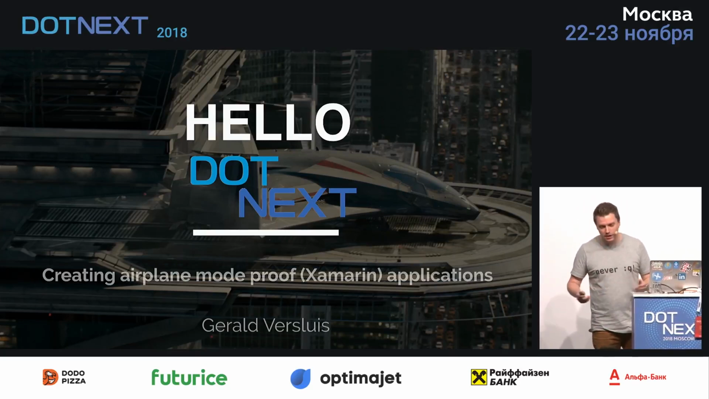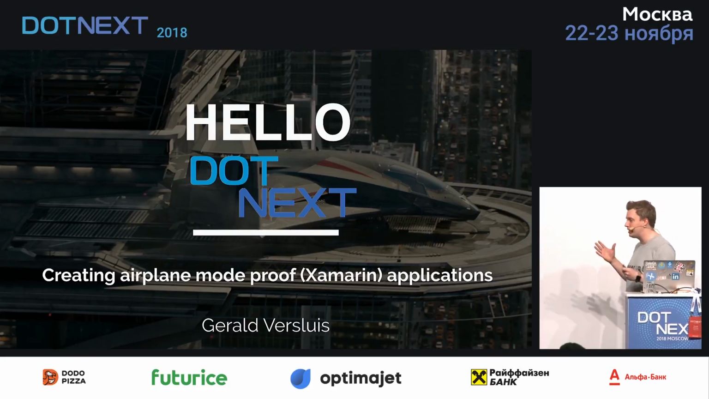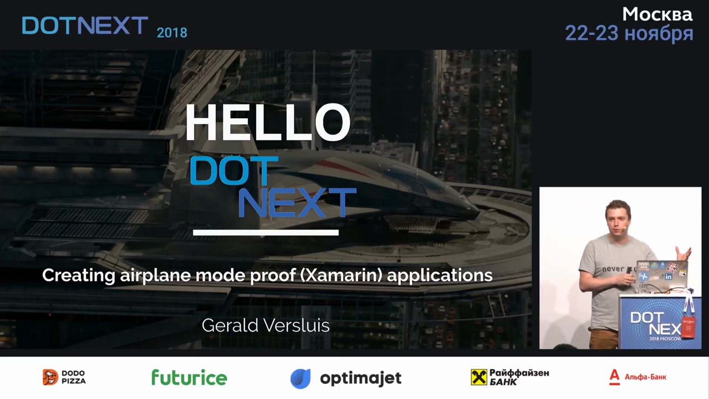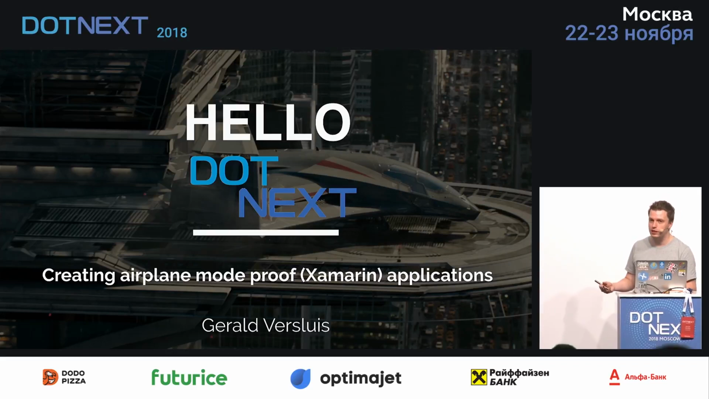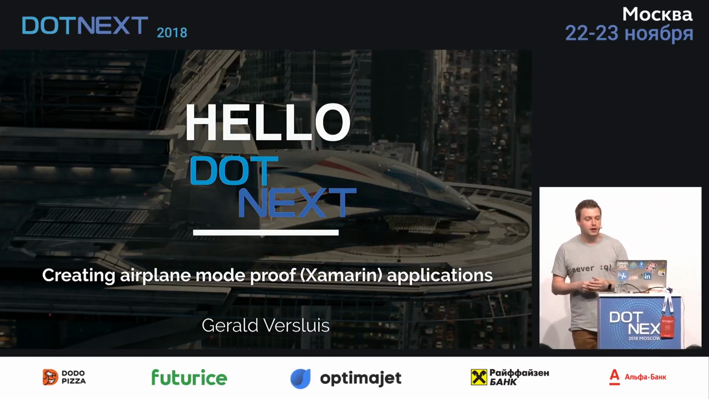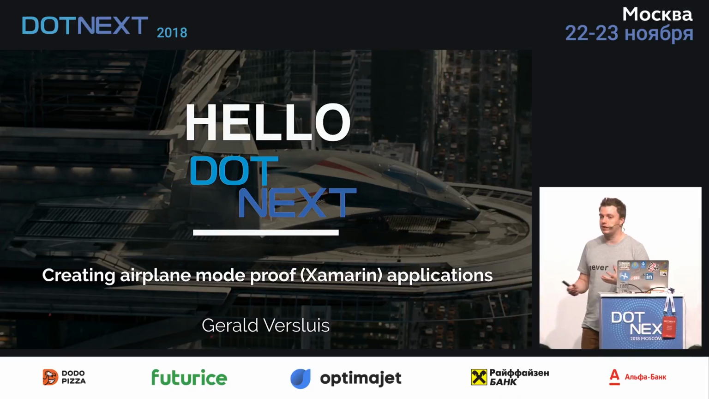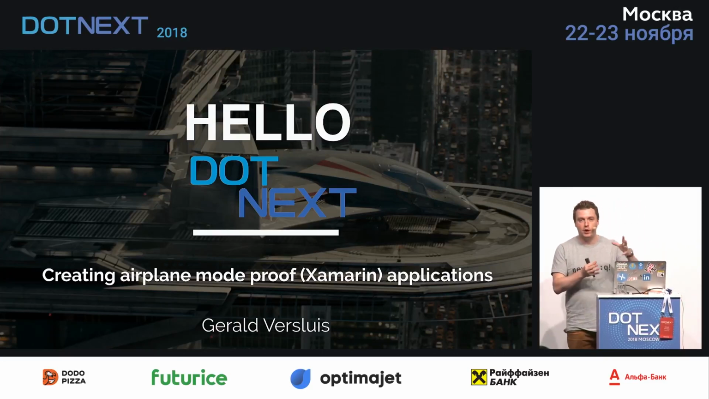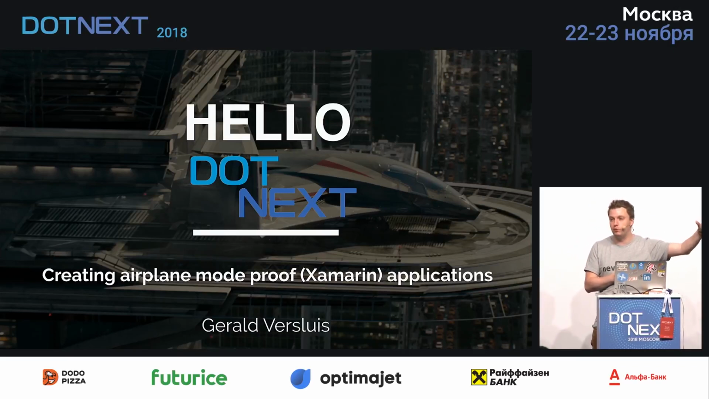So, all right, what I'm going to be talking about is creating airplane mode proof applications. And it's not just going to be for apps, it's not just going to be for Xamarin apps, but basically just network things that you have to take into consideration whenever you have an internet connection, and basically all applications use an internet connection now, right? And when I'm talking about an app or an application, it's not just the physical thing that's on your phone or on your desktop, but there's always a server side, especially for apps.